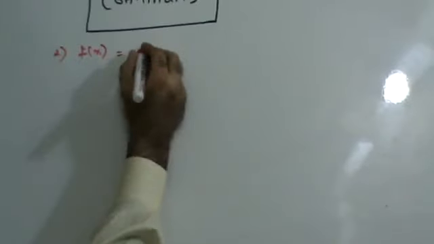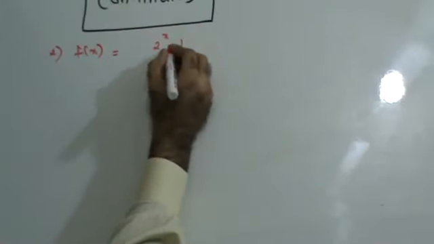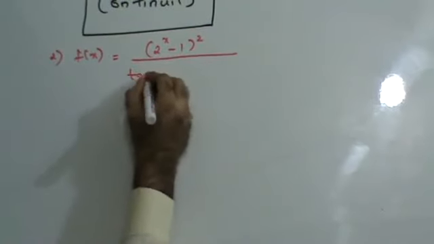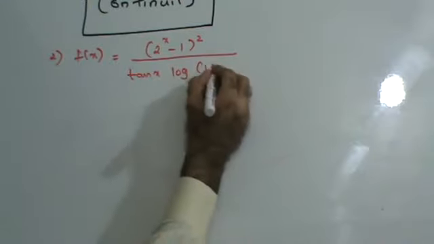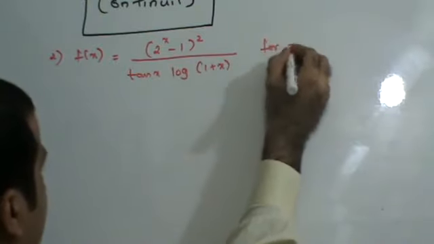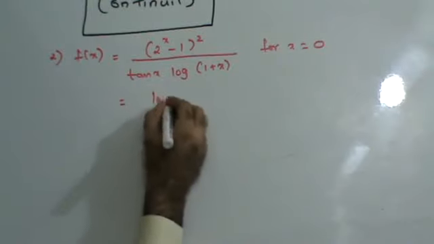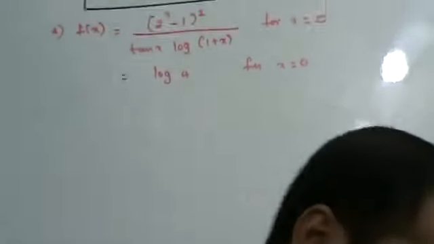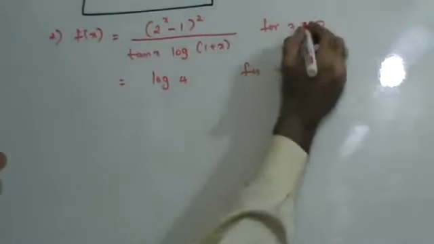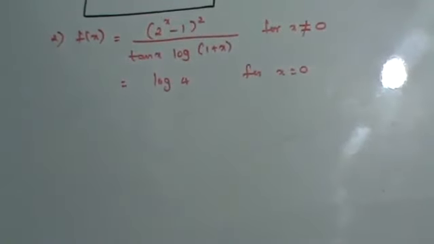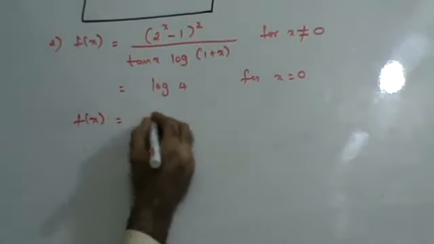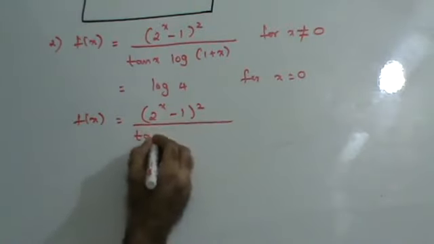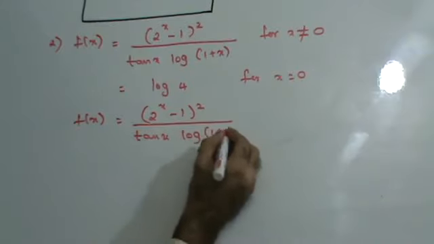Discuss continuity of f of x is 2 raised to x minus 1 the whole square upon tan x log 1 plus x for x is not equal to 0 is log 4 for x is equal to 0. Right? You have to discuss the continuity at x is equal to 0. Fine. Let's start with the sum. F of x is 2 raised to x minus 1 the whole square upon tan x log 1 plus x.